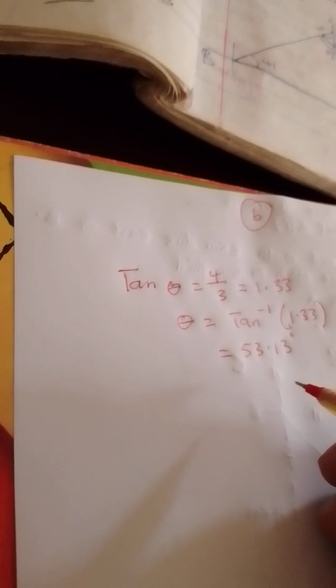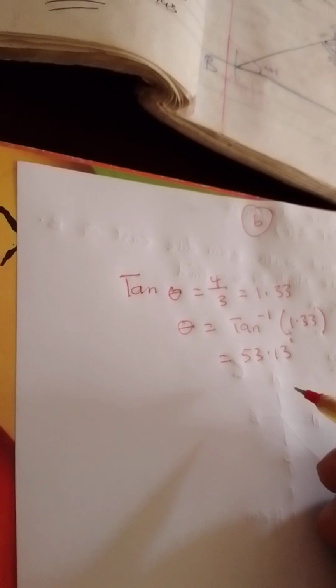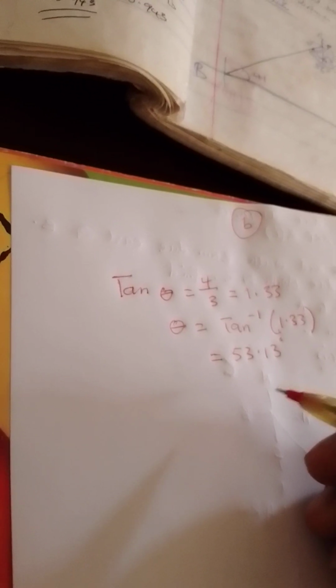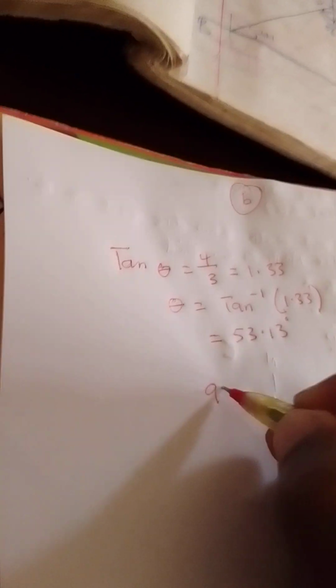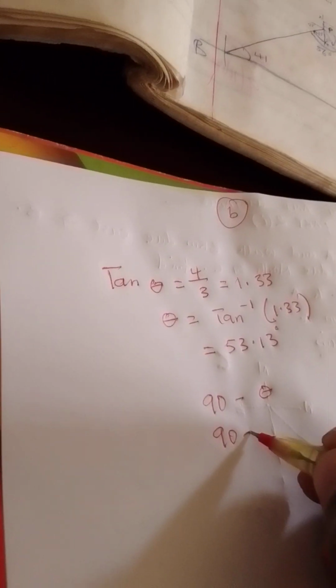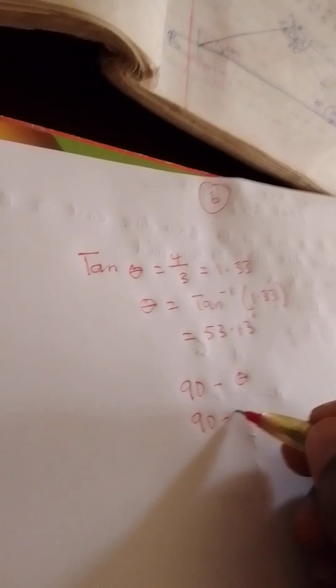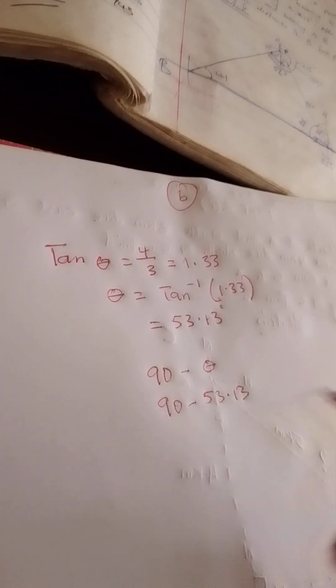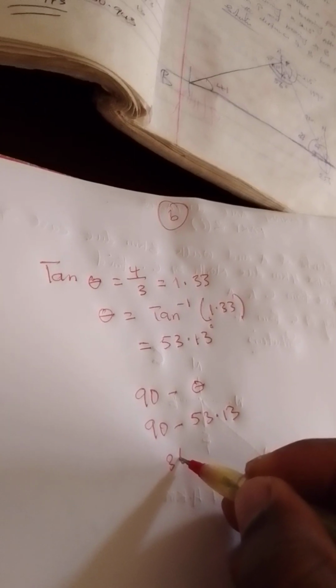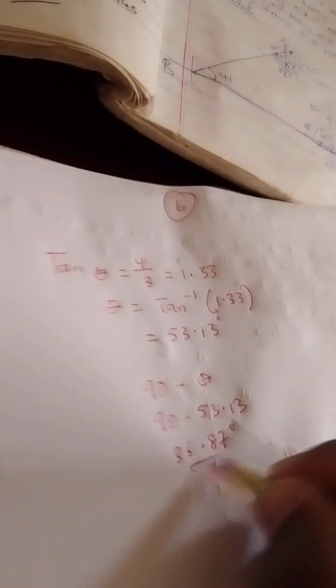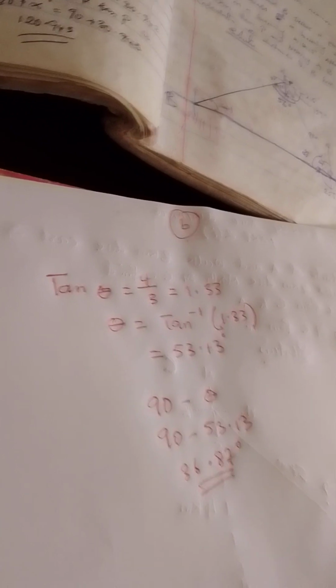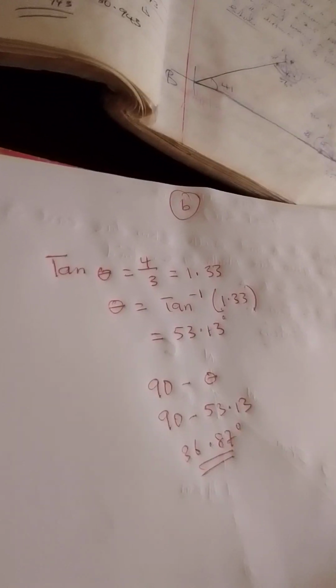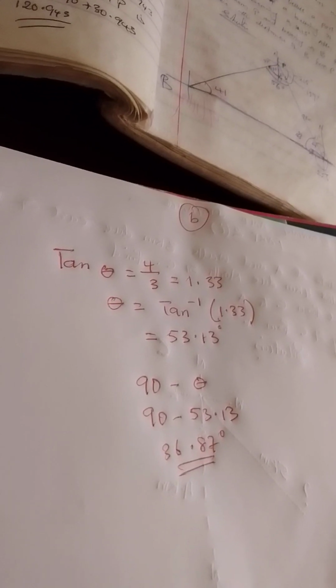Now in this case, we are looking from C to A. So that will now give us 90 minus the theta we are looking for. That will give us 90 minus, already we've gotten the theta to be what? 53.13, and that gives us 36.87 degrees. So that is that about that.